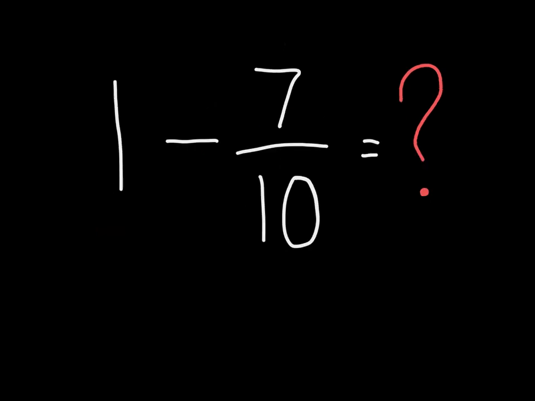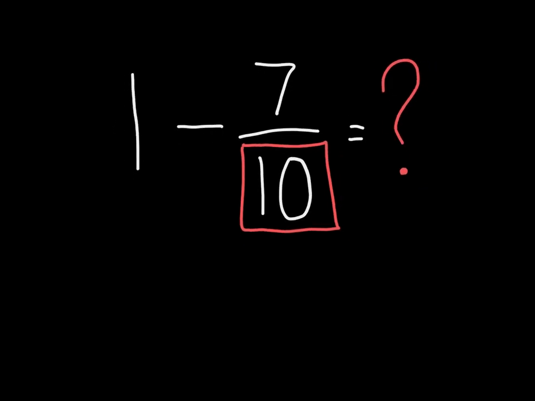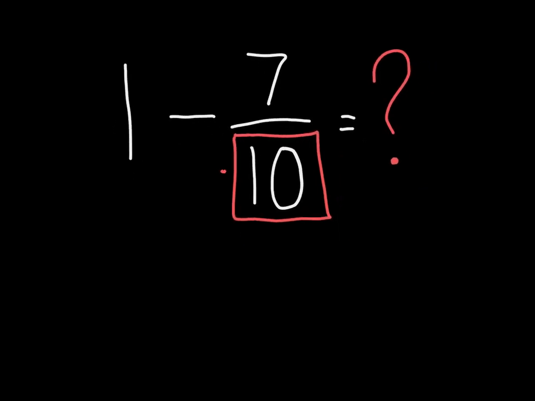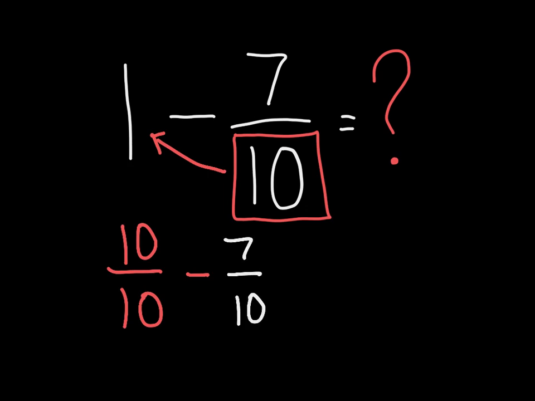Okay, 1 whole, take away 7/10. Automatically, we look at the denominator. The denominator says a 10. So in that case, then we convert our whole number into 10/10, and we subtract it with 7/10, and the denominator stays the same because the denominator is 10. The numerator is 10 minus 7, that's a 3.